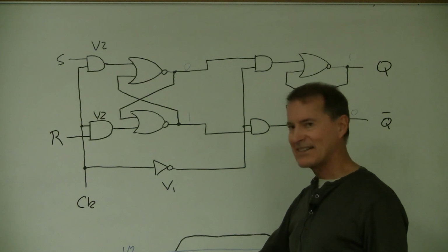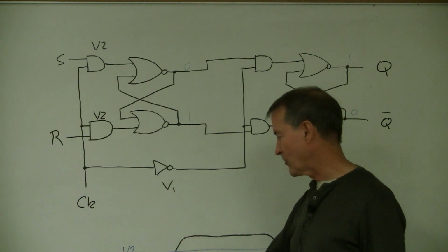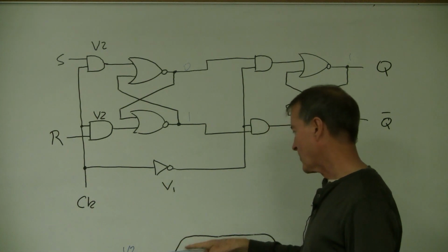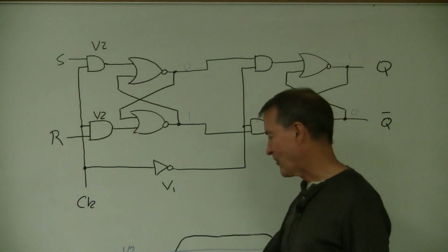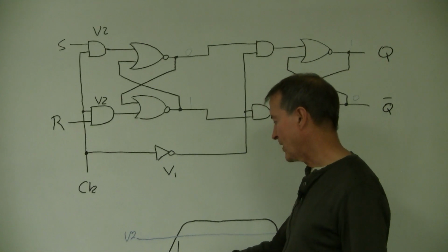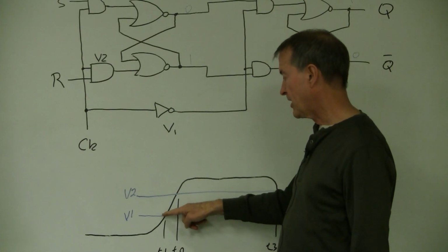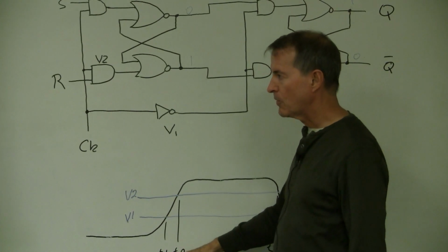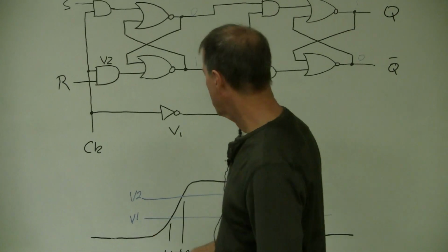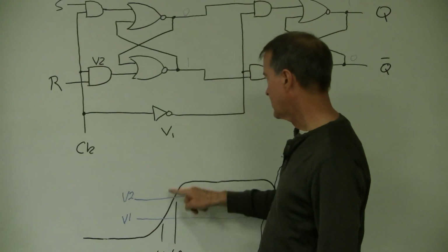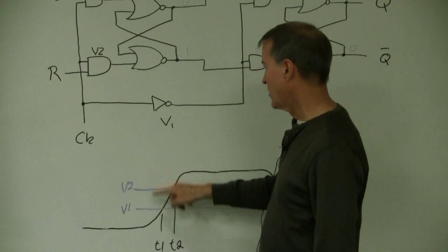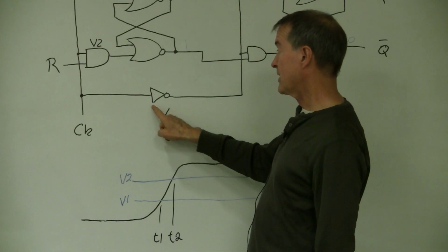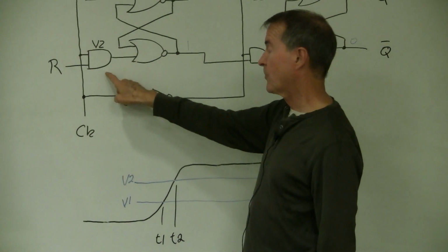Now, watch this. There are 4 events that are going to happen: 2 events on the way up, and 2 events on the way down. So what happens now when the clock pulse comes along and we hit V1 at time T1? What happens when we hit V1 at time T1? So this is coming up, right? The clock is coming up. Well, do you see then that this is going to flip before this?